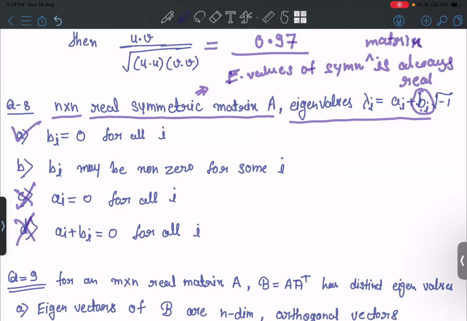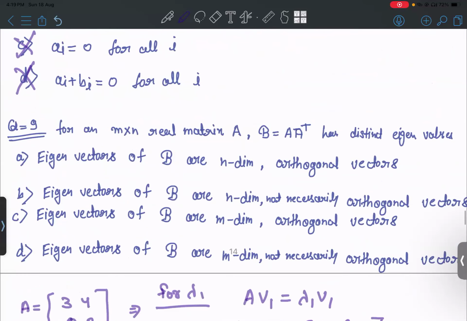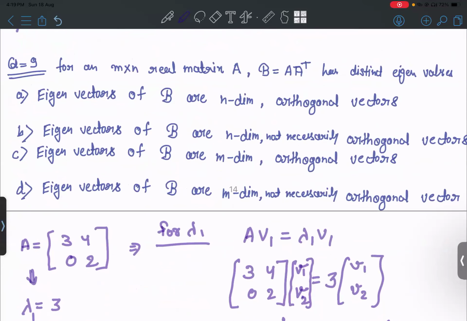So this you should know. Eigenvalues of a symmetric matrix are always real. If you remember your linear algebra theorems, you would have known this. Okay. Now the last question for today.